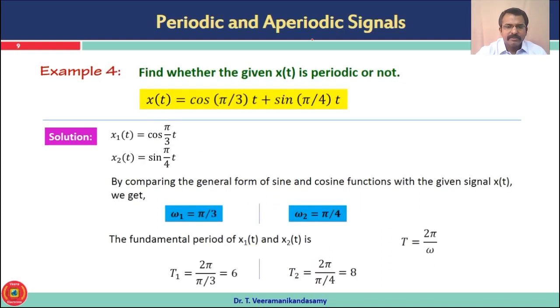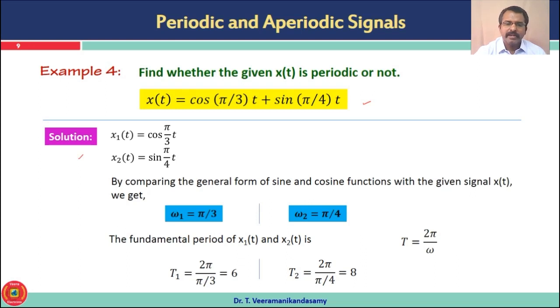Then example 4, find whether the given signal x of t is periodic or not. The given x of t is cos of pi by 3 into t plus sin of pi by 4 into t. There are two sinusoidal components in x of t. One is cos, another one is sin.